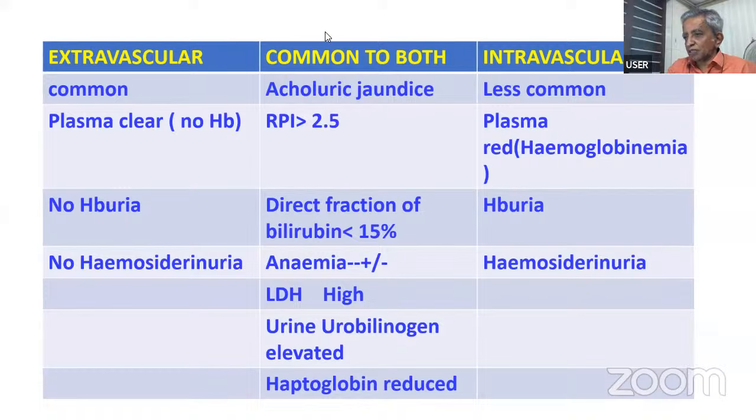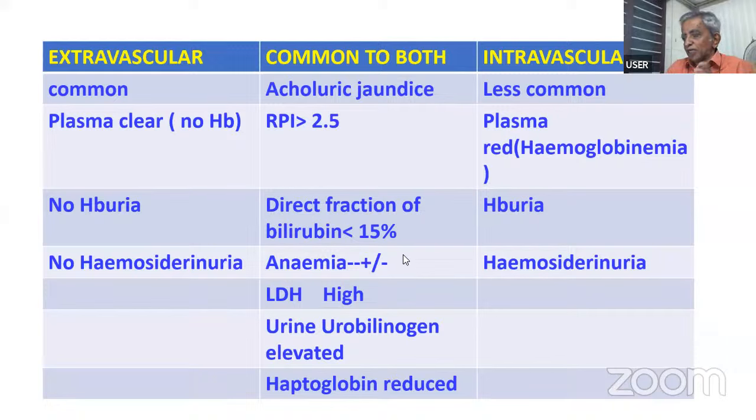Somebody has answered. Yes, somebody has asked a very good question. Acute phase reactant. I think somebody has asked. I am going to answer that after this. So direct fraction less than 15, anemia plus or minus, LDH high, urine urobilinogen elevated, haptoglobin reduced.